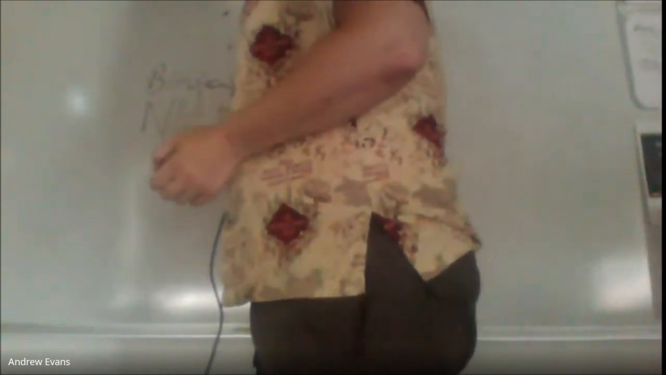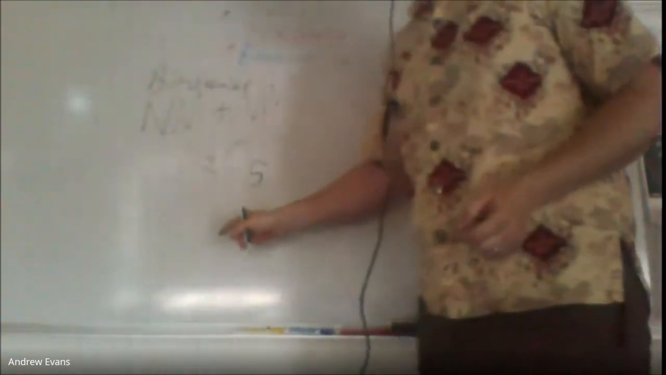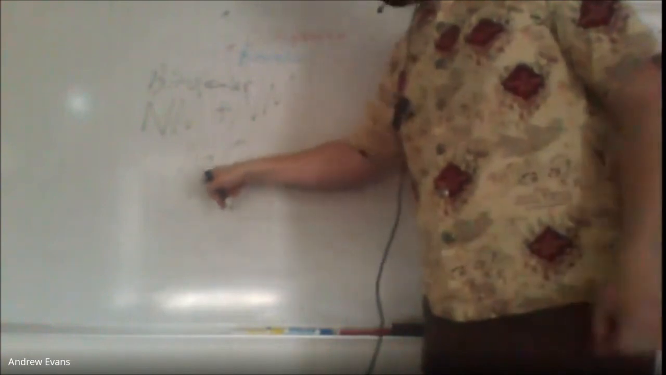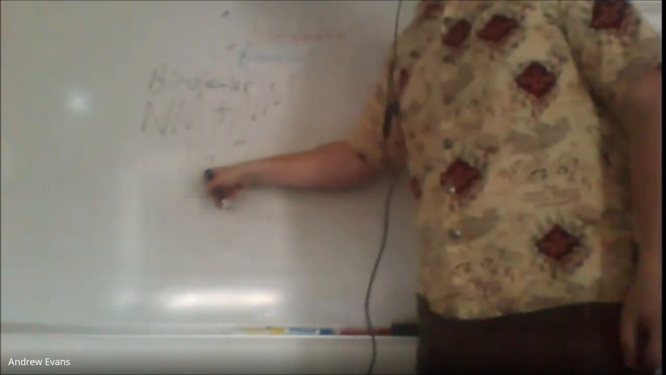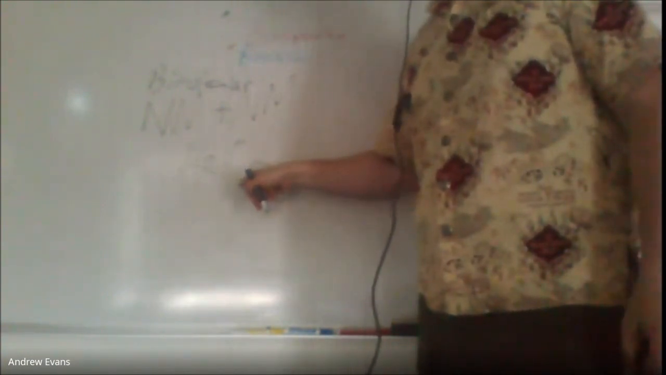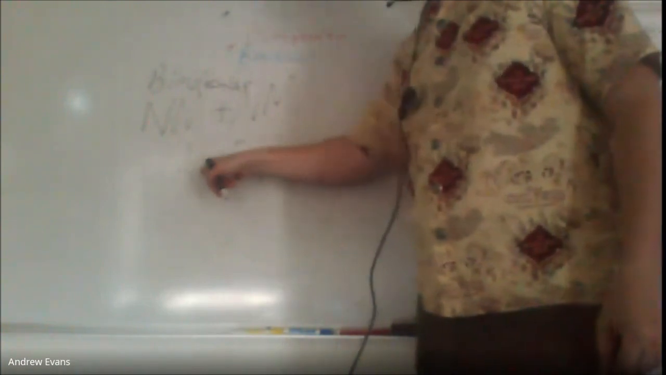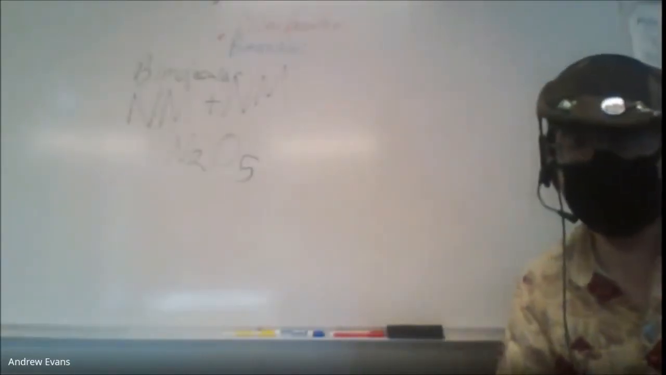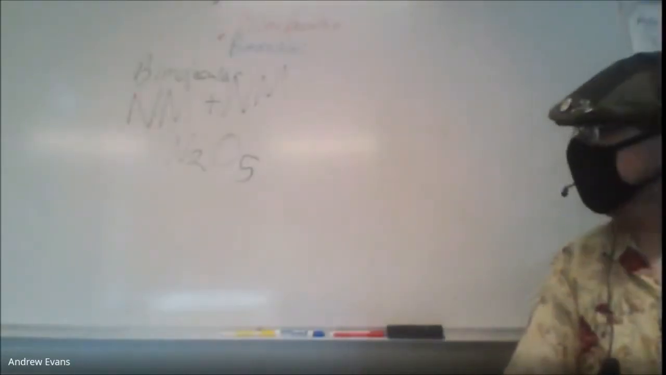So if I say N2O5, the first element we call dinitrogen, pentoxide. So we're saying 2 nitrogens, 5 oxygens. So dinitrogen pentoxide.